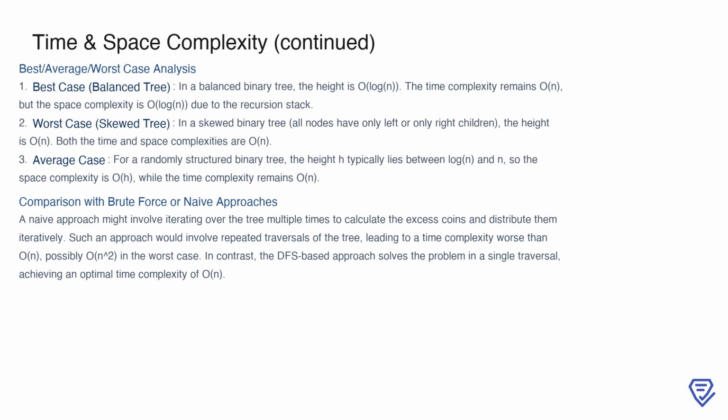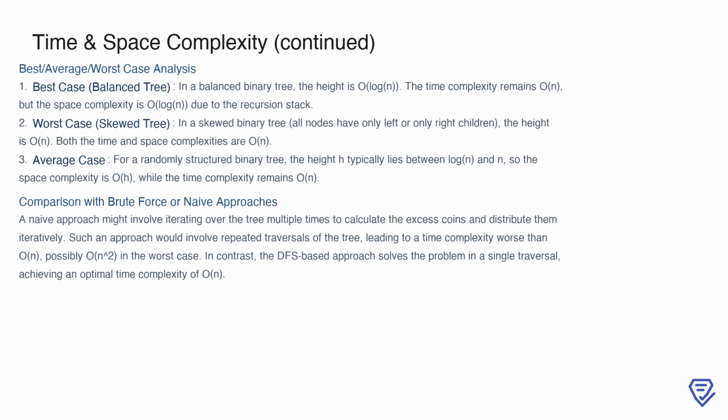For an average case, where the structure of the tree is randomly determined, the height typically falls somewhere between O(log n) and O(n). Consequently, the space complexity will be within this range as well, while the time complexity consistently stays at O(n). When compared to brute force or naive approaches, which might involve multiple traversals of the tree to calculate and distribute coins iteratively, those methods could lead to a time complexity as high as O(n²) in the worst case. In contrast, the DFS-based approach achieves optimal performance by solving the problem in a single traversal, maintaining a time complexity of O(n).